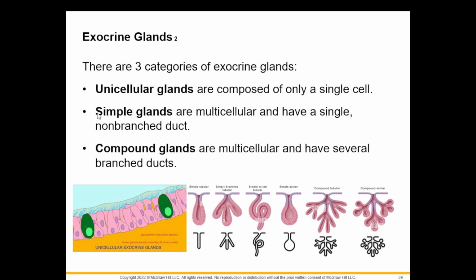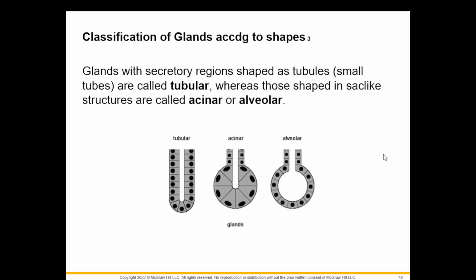Second, we have simple glands. Kapag simple, single, non-branched duct. So it refers to your duct. Okay? Simple glands have a single, non-branched duct. As you can see here, one duct, one duct, one duct, one duct. Simple silang apat. Then your compound glands are made up of several branched ducts. So as you can see here, this is one duct, another duct, another duct. So compound na sila. So do not worry, I'll discuss them.